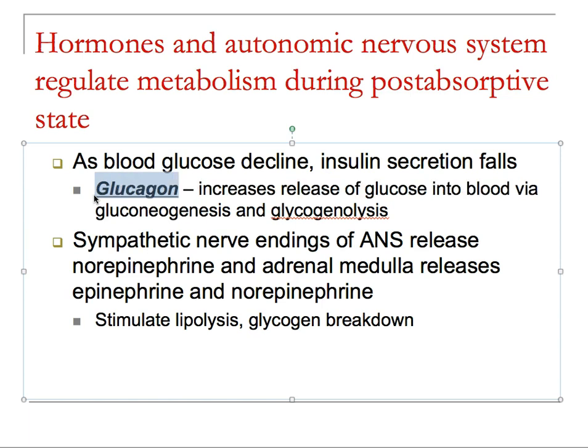And as it increases, you actually have a release of glucose into the bloodstream. Sympathetic nerve endings release epinephrine and norepinephrine. And they stimulate lipolysis, which means breakdown of triglycerides, and glycogen breakdown. So we're going to take the polymers of glucose and make glucose available for the circulatory system.